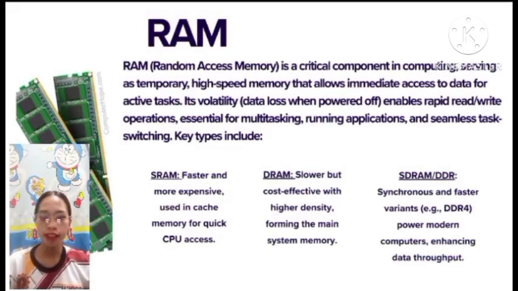RAM, or random access memory, is a critical component in computing, serving as temporary, high-speed memory that allows immediate access to data for active tasks. Its volatility, or data loss when powered off, enables rapid read or write operations, essential for multitasking, running applications, and seamless task switching.